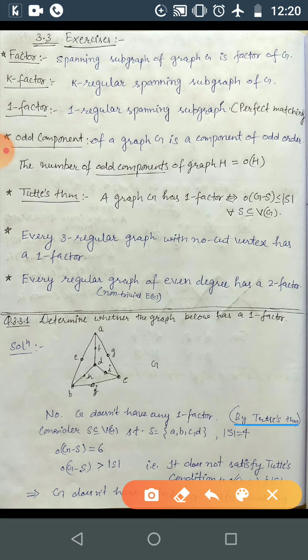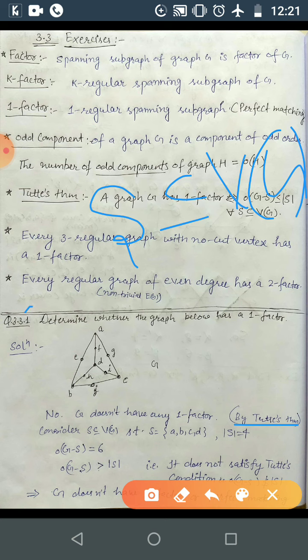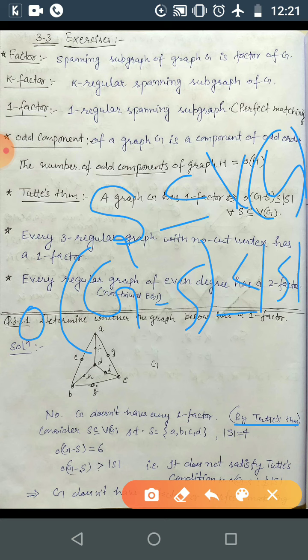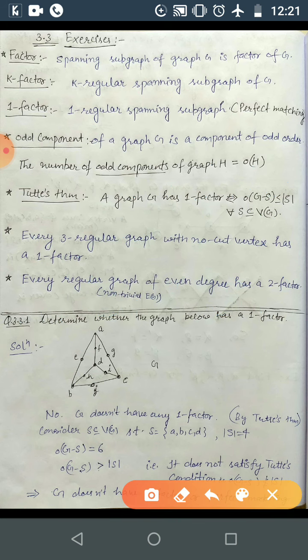So Tutte's theorem says that for every vertex set S that is a subset of V(G), the number of odd components of G minus S should be less than or equal to the cardinality of S. So is it coming as this one? You can take this S as A, B, C, D. A is this vertex, B is this one, C is this one, and D is the middle one.